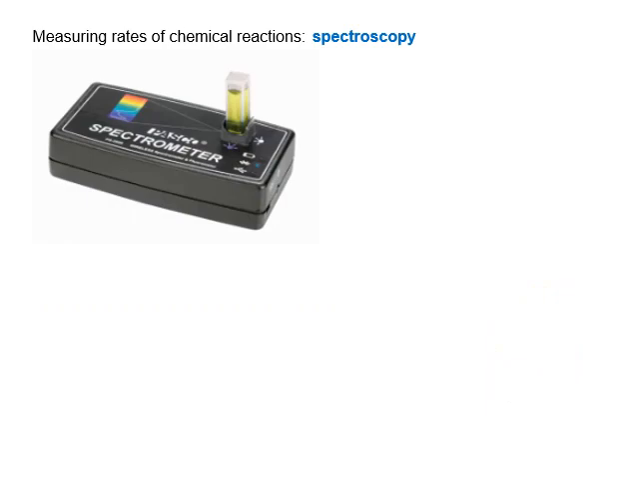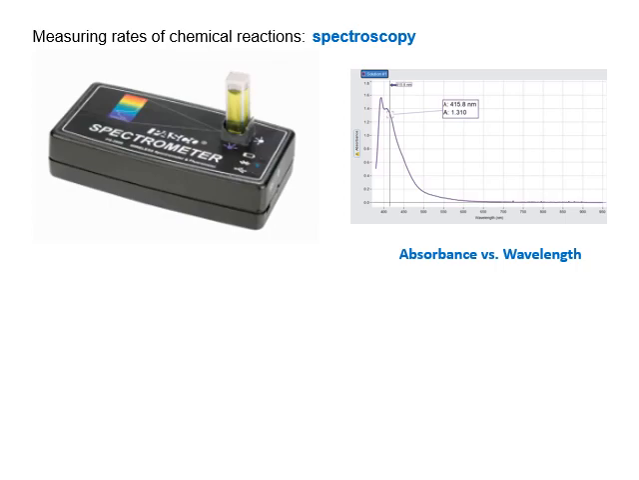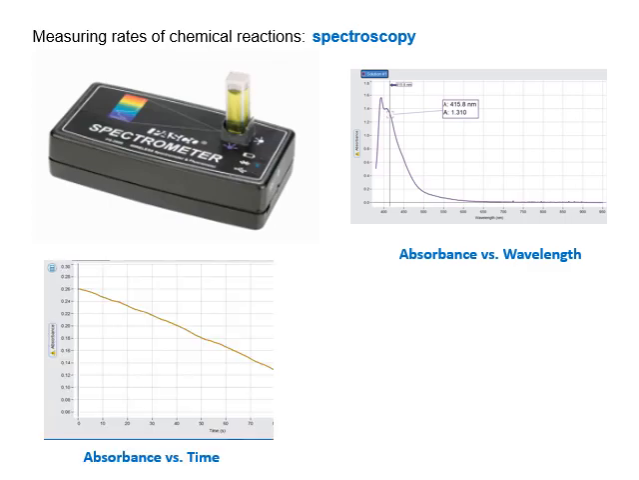In the kinetics of acetone triiodide experiment, we used a Pasco spectrometer. We collected two types of data in this experiment. The first graph we generated was an absorbance versus wavelength graph. We then collected absorbance versus time graphs for 6 sets of initial concentrations. The following slides will explain the purpose and use of each of these graphs.